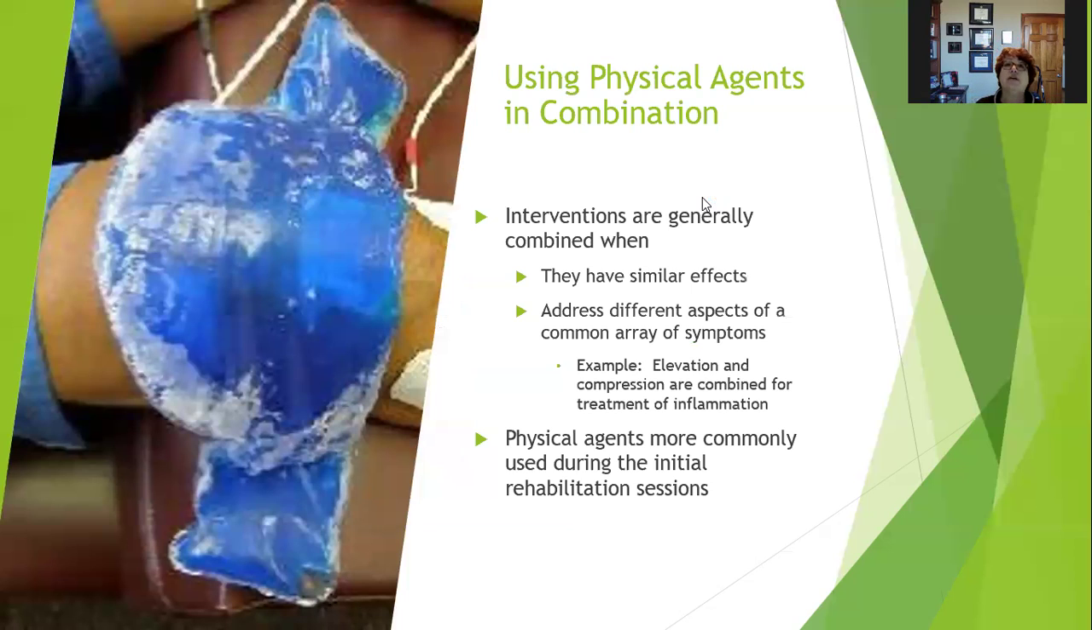A lot of times, interventions are combined when they have similar effects, like ice and compression to reduce inflammation and edema, or when they address different aspects of a common array of symptoms. So elevation and compression are combined to treat inflammation. Physical agents are more commonly used during the initial rehabilitation sessions. And then we sort of wean people off of them after that.